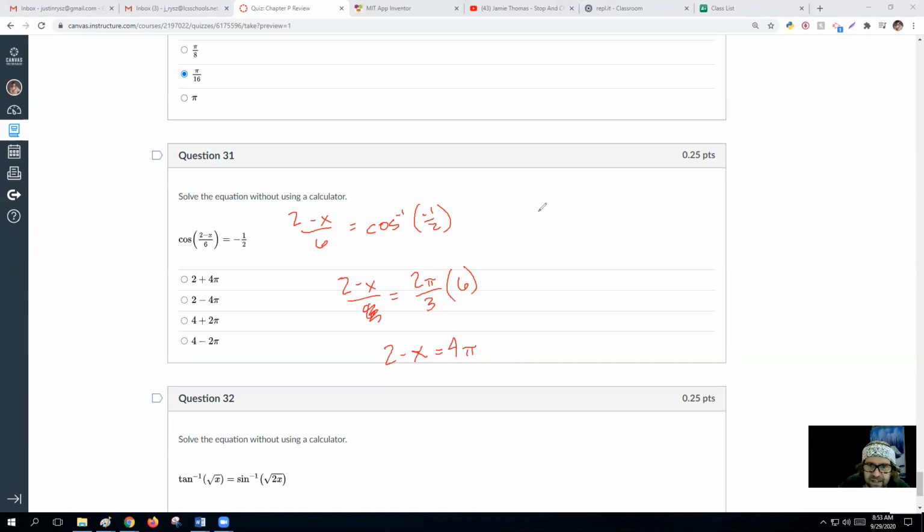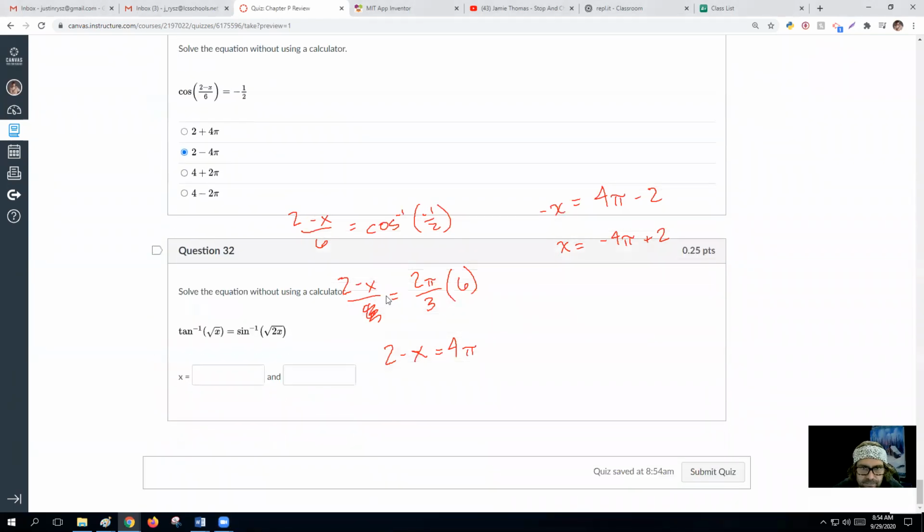And then, okay, let's subtract. So I get a -x is equal to 4x, or 4 pi minus 2. And then if I multiply by -1, I get a -4 pi plus 2. And what answer matches that? A -4 pi plus 2 would actually be the same as 2 minus 4 pi. And we didn't have to double check with the other one.